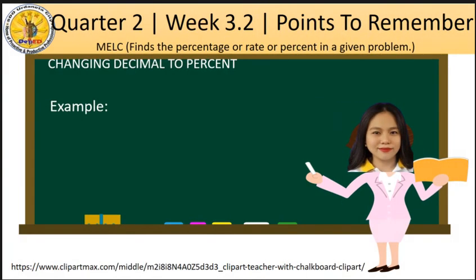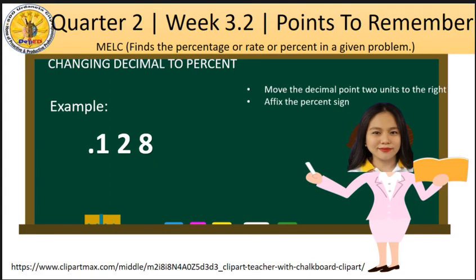Let's have another example. Convert 128 thousandths to percent. Let's go ahead and move the decimal point 2 units to the right. Then affix the percent sign. There you have it, 12.8%.